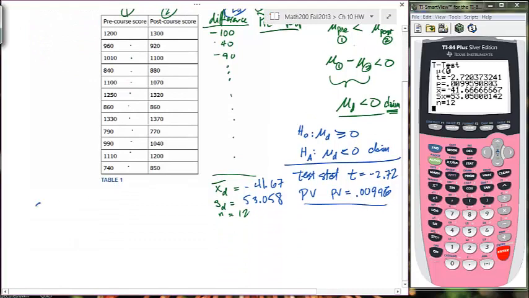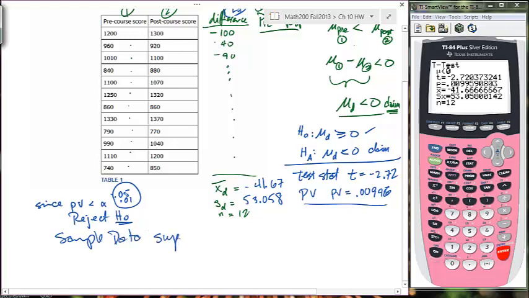We have our p-value, and since our p-value is less than any conceived alpha we could have thought of, 0.05, 0.01, or anything like that, we're going to reject the null hypothesis. And remember that we're testing the null hypothesis, so we're rejecting the null hypothesis. Now, if we reject the null hypothesis, this gives rise to supporting our claim. And so therefore, we can conclude the sample data supports our claim.